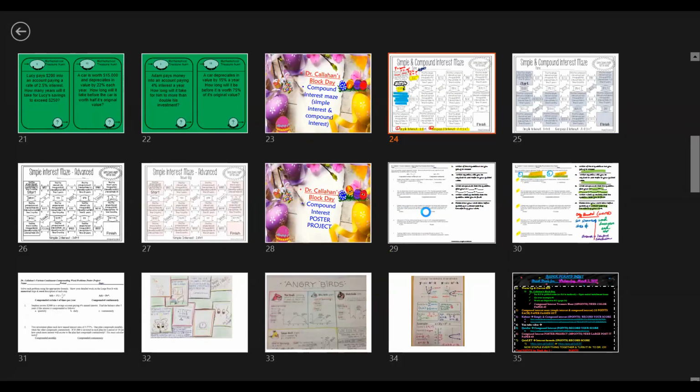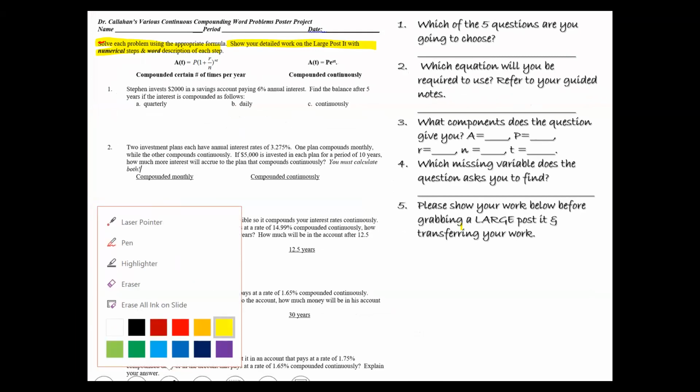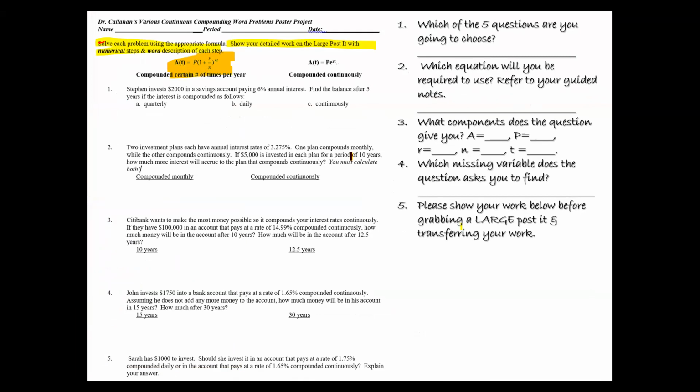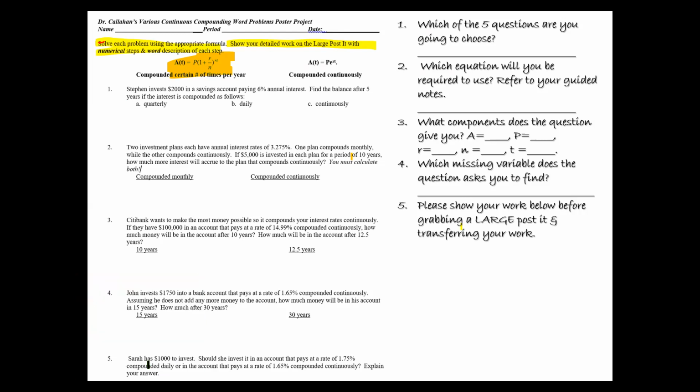After that, the next piece is right over here. I have 5 different questions, and you're going to pick one of them and show me the steps. It says solve each of the problems using the appropriate formula. Show your detailed work on a large post-it with numerical steps and a words description for each step. Keep in mind there are 2 different formulas here. The first formula is A equals P times (1 plus R over N) to the NT, which is if something is being compounded so many times per year. The next one is continuous compounding, and that's A equals PE to the RT.